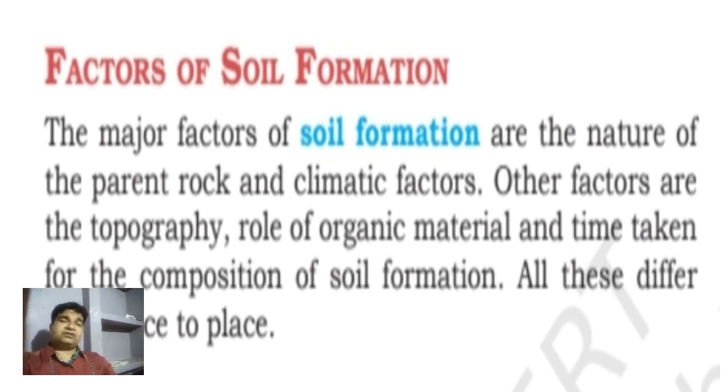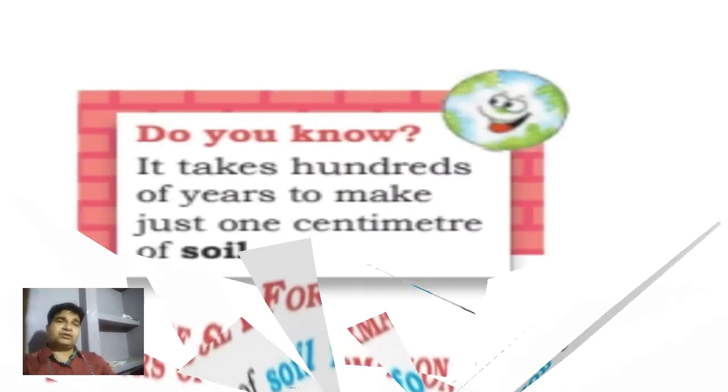Next is factors of soil formation. The major factors of soil formation are the nature of the parent rock. Parent rock means the big rock from which this small rock is formed. And climatic factors. Climatic factors are rain, wind, etc. Other factors are the topography, which is the changes in the physical state, the role of organic matter, and the time taken for soil formation. So a lot of time is needed for formation of soil.